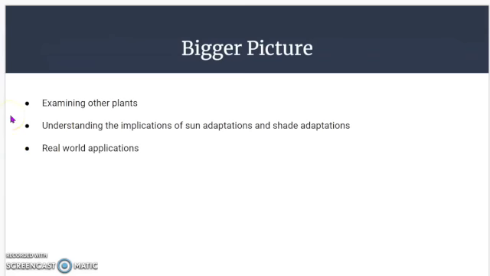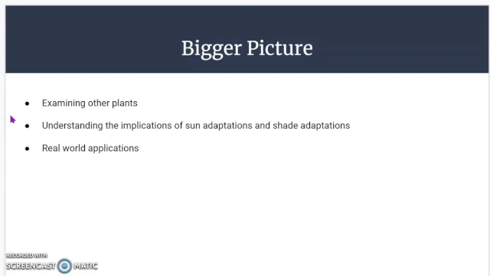Zooming out to the bigger picture, when we examine other plants, we can identify each of them as sun or shade adapted, as other students did with this experiment, meaning that it's not just limited to our application with the cabbage tree. For the understanding of implications of sun adaptations and shade adaptations, we realize that each plant will thrive in its own specific environment with its own conditions.